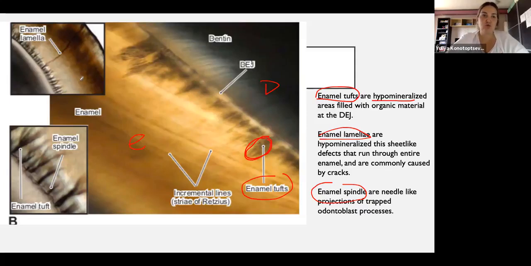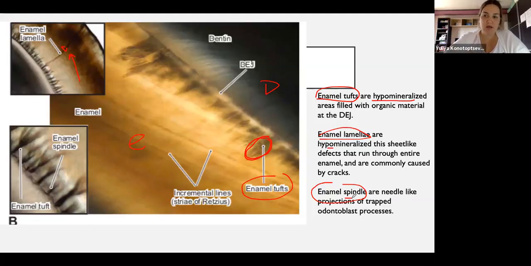Lamella is an actual crack within the enamel, right? So sometimes you open a beer with your tooth, okay, and you break the tooth completely, so you will see that it's going to be a crack through the entire enamel. So this crack, as you can see, is also black in color. Why? Because it is also hypomineralized. It is a defect in the enamel.